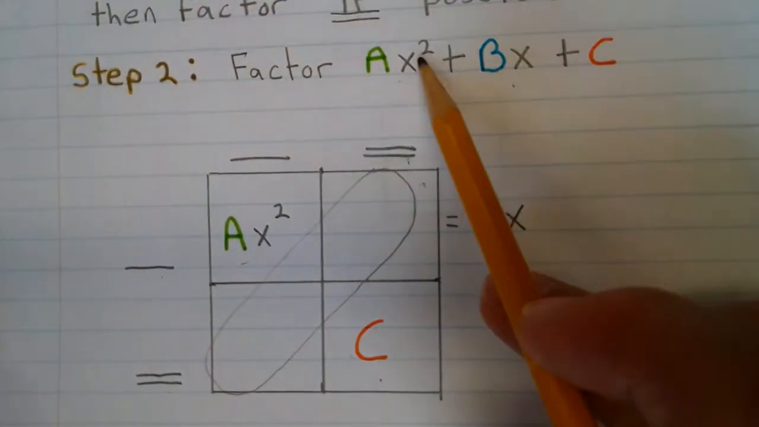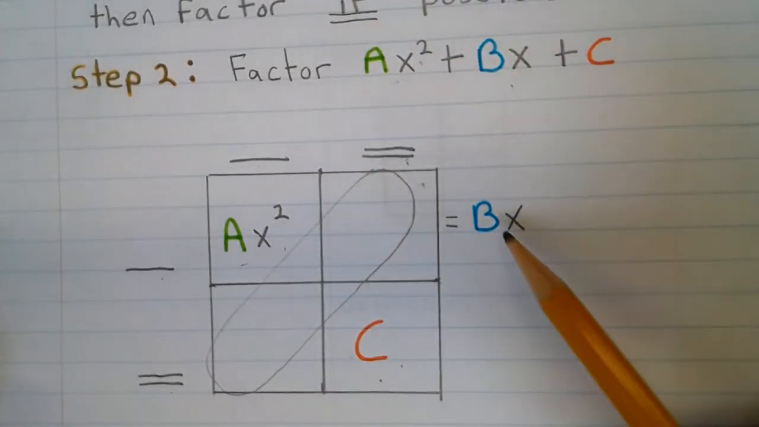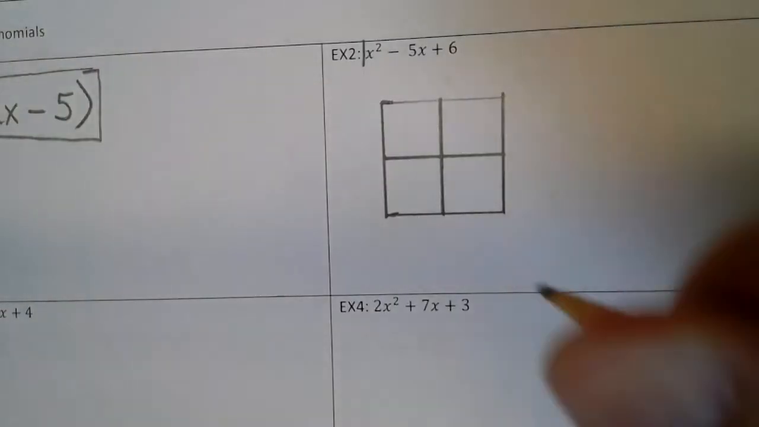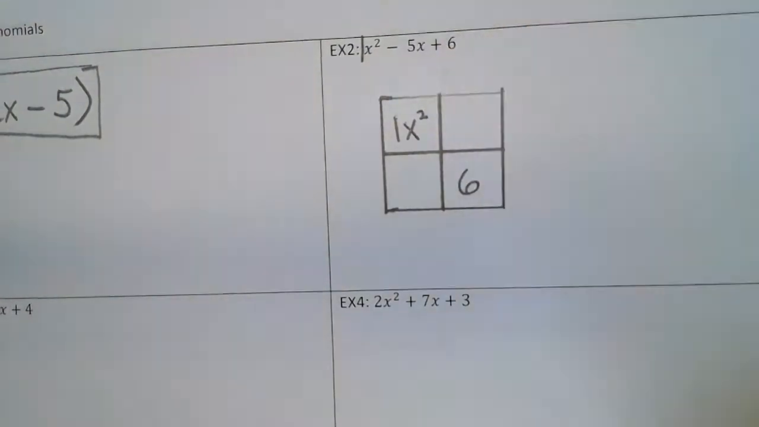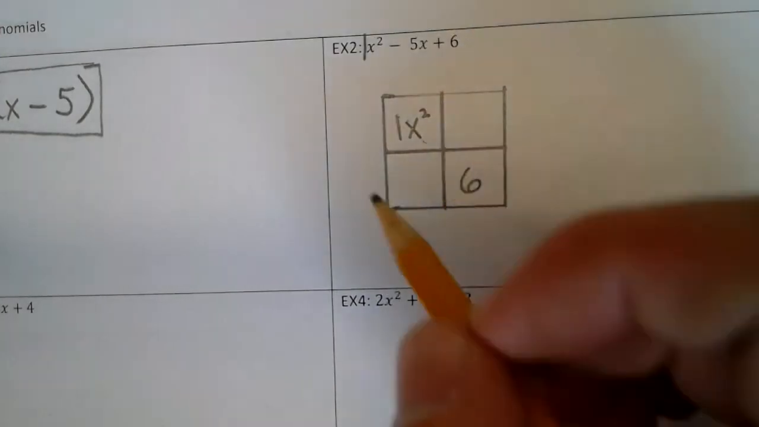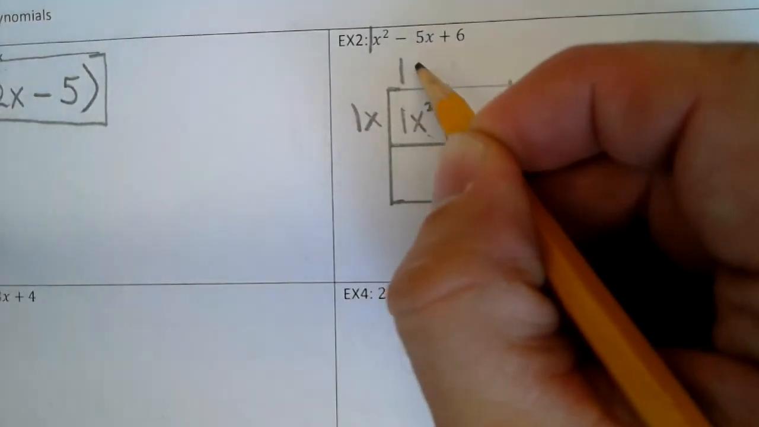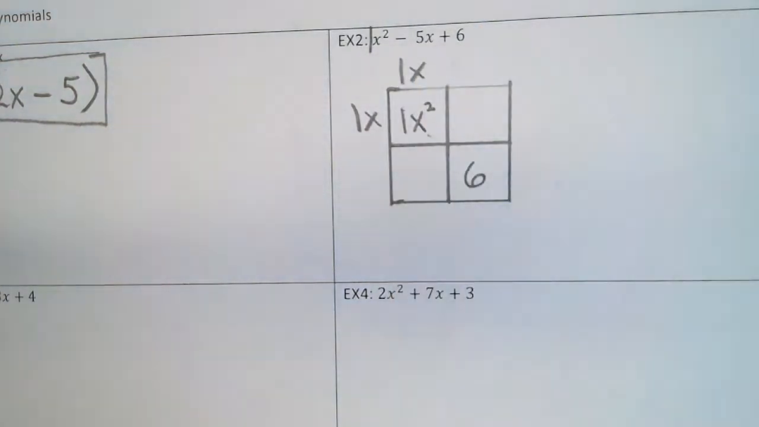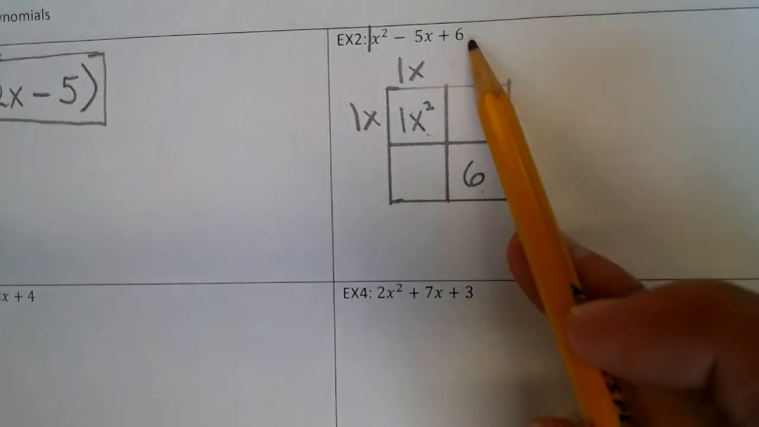Looking at your notes, ax squared goes in this first part and c goes here. And we're looking to find the combination that makes bx. So that's 1x squared and 6. So you have to ask yourself, what do you multiply to give you 1x squared? Well, the answer to that is 1x and 1x. Now we need to find what will make 6. So we find all the factors of 6.